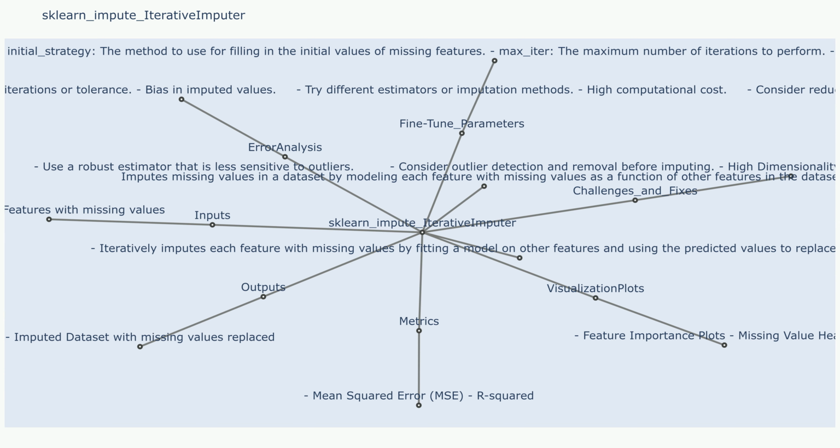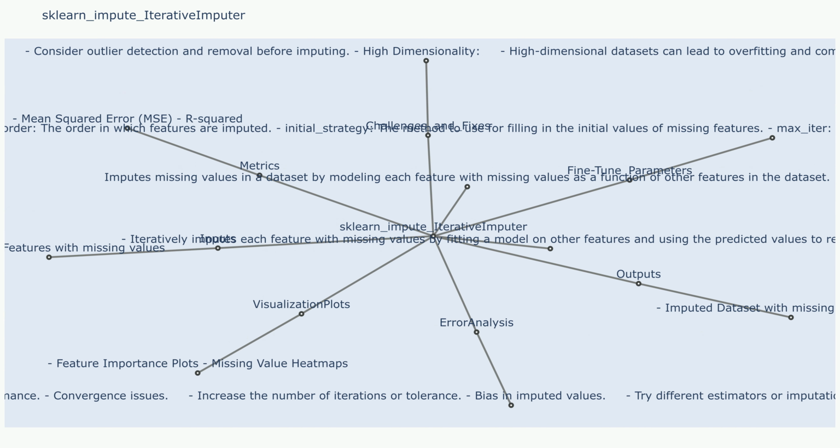Inputs. X, the input dataset with missing values. This should be a 2D array-like structure. Estimator, the estimator used to predict missing values. This can be any estimator that supports the fit and predict methods. Common choices include decision tree regressor, Bayesian ridge, linear regression.